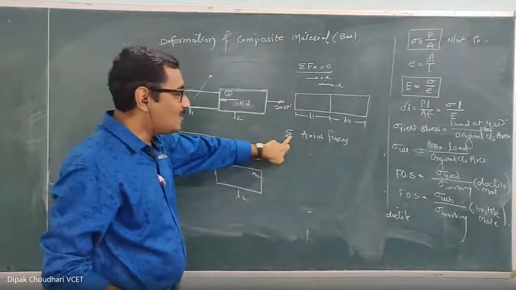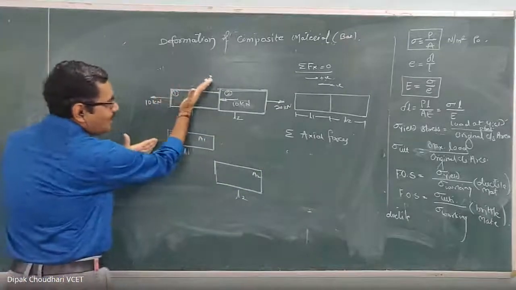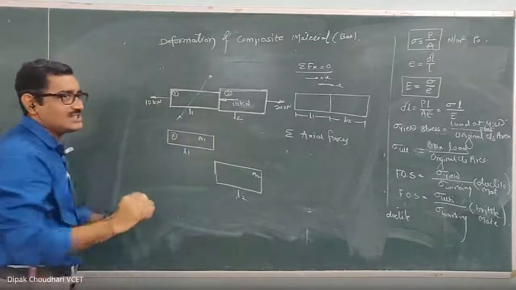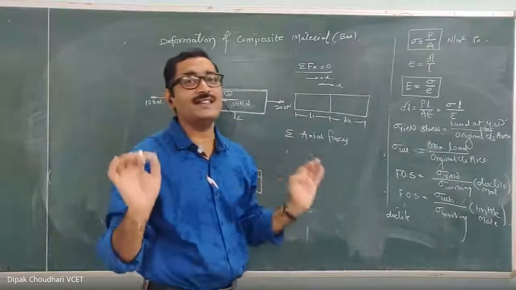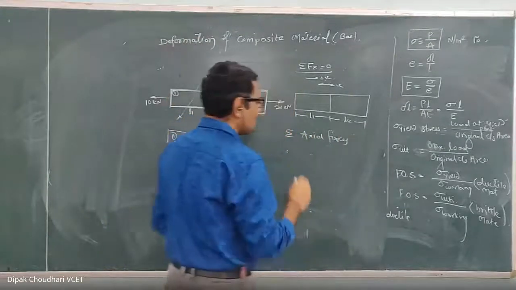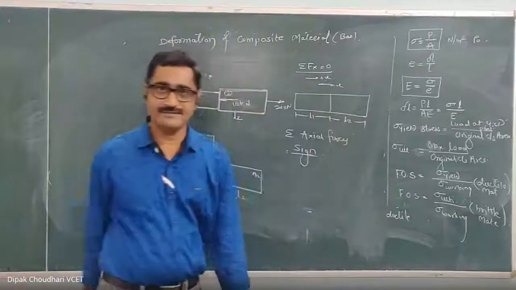Yeah, but how to calculate the axial force? For calculation of the axial force, you have to take the algebraic summation of all axial forces on any one side of the section. Section के कौन से भी एक side के axial forces का summation ले लो. Now, while taking the summation of axial forces, the question is what sign convention we need to use here.